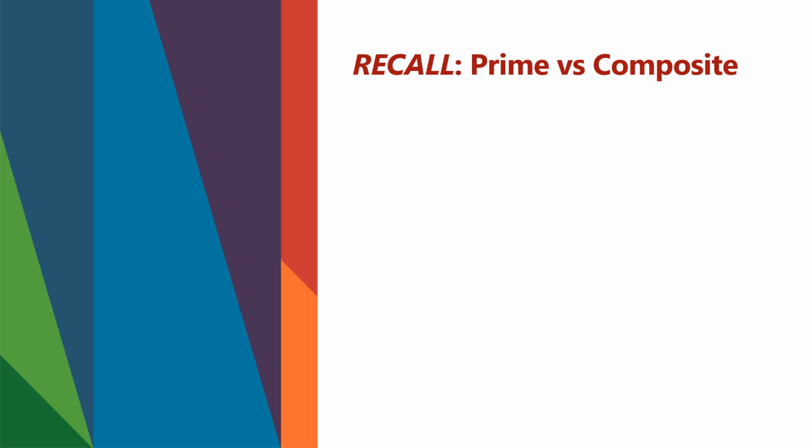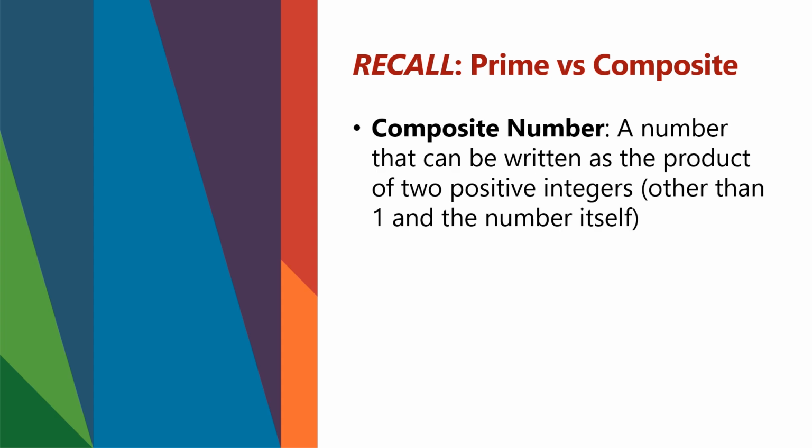So if you will recall, prime versus composite. Do y'all remember what prime and composite mean? A composite number is a number that can be written as the product of two positive integers other than one and itself. So an example of a composite number is 4, because 4 can be written as 2 times 2 or 4 times 1, right? So 4 is a composite number.